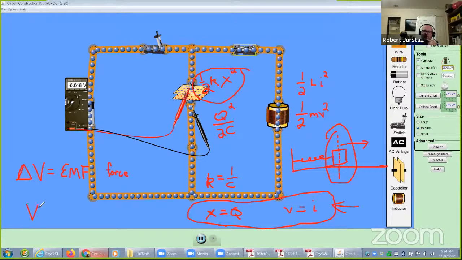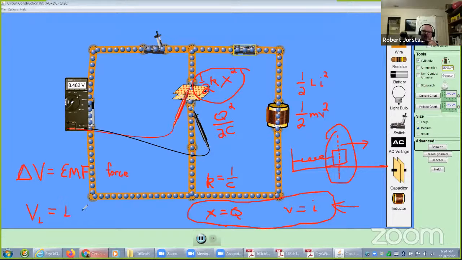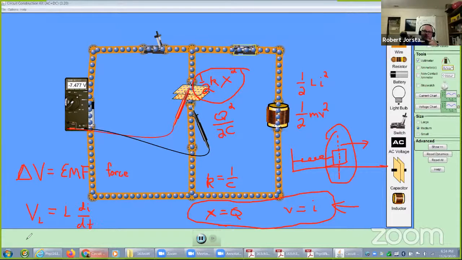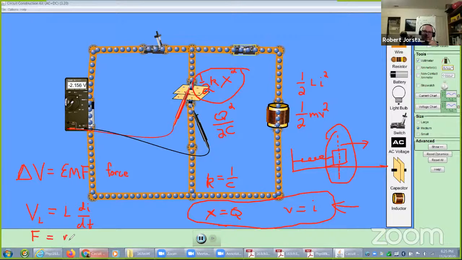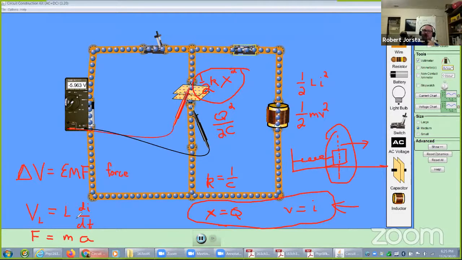The voltage across an inductor is defined by L di/dt. Well, wait a minute. That's just Newton's second law. Force equals mass times acceleration. Isn't that cool? This analogy just keeps going. It's really fun. Where's another one for here?